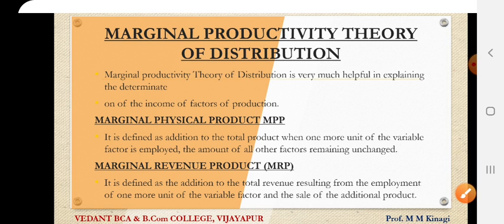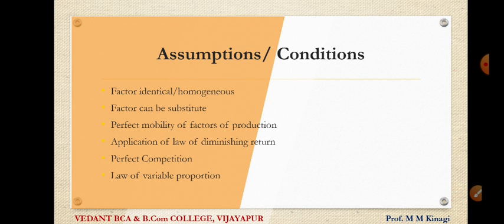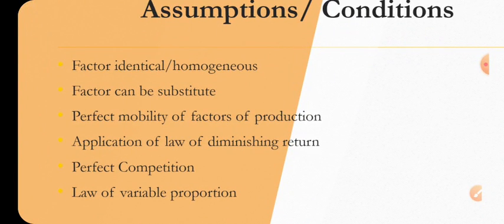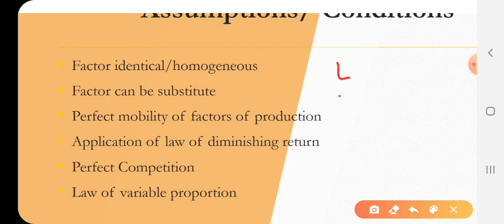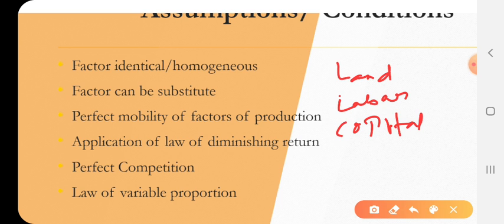Then what are the assumptions or conditions? Some conditions are there for this marginal productivity theory of distribution. First, factors should be identical. Whatever factors we have said, land, labor, capital, organization, these should be homogeneous or identical. So anytime you can change them. The factors are identical and homogeneous.